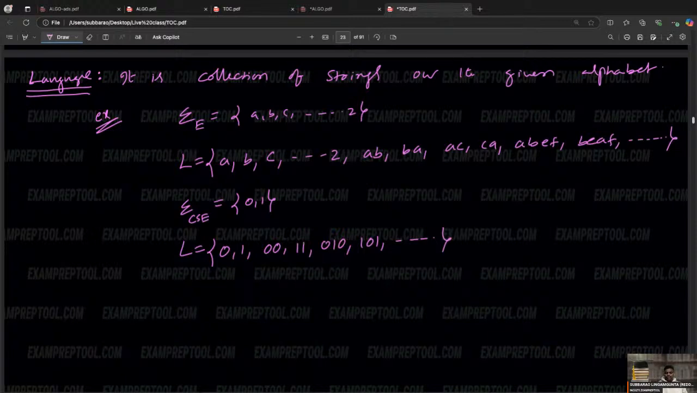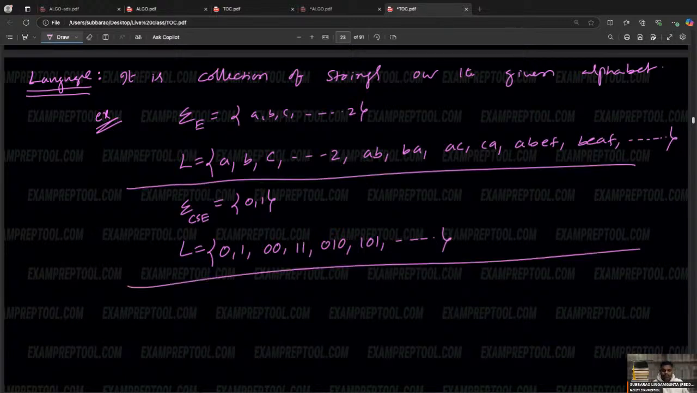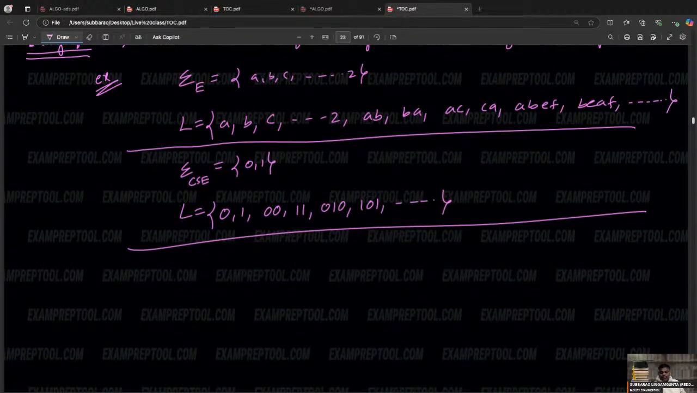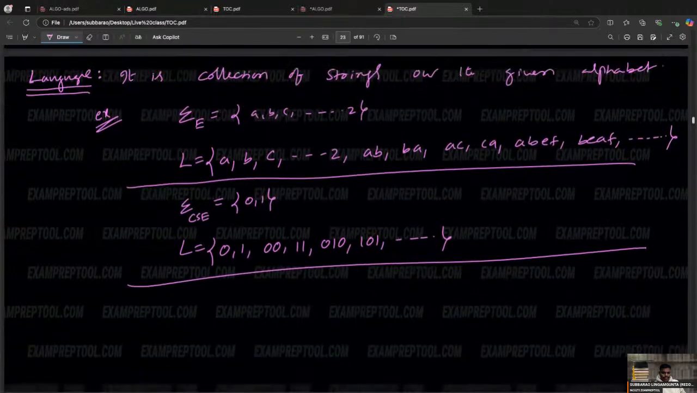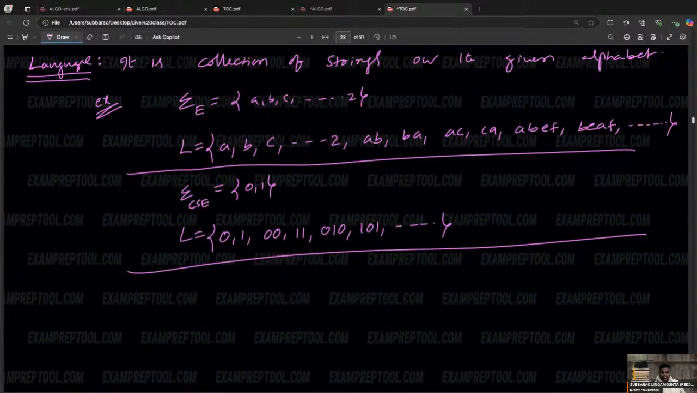It is also a collection of strings over the given alphabet. Sigma E is equal to A, B, C, and so on, Z. L is equal to A, B, C, and so on, Z, AB, BA, AC, CA, ABEF, BEAF, and so on. Sigma CSE is equal to 0, comma 1. Language L is equal to 0, comma 1, 00, 11, 01, 01, and so on. I hope everything is fine.